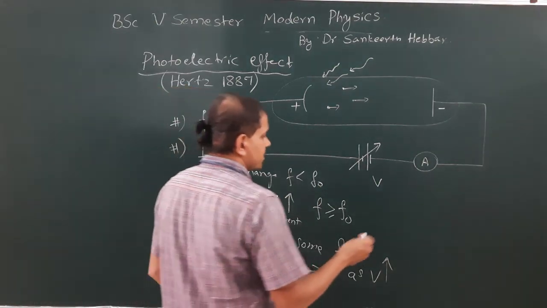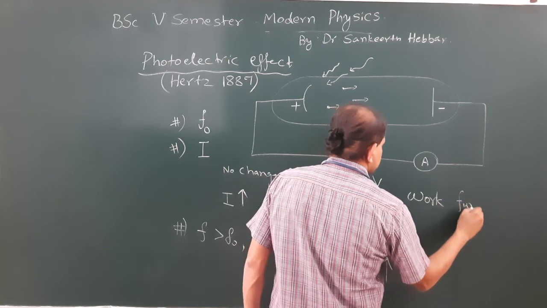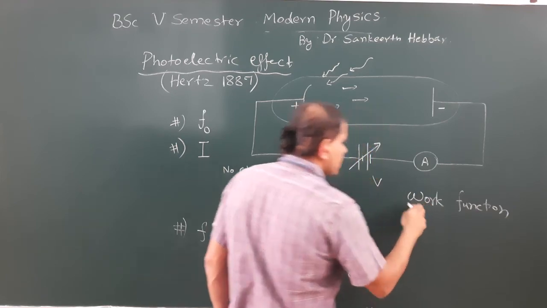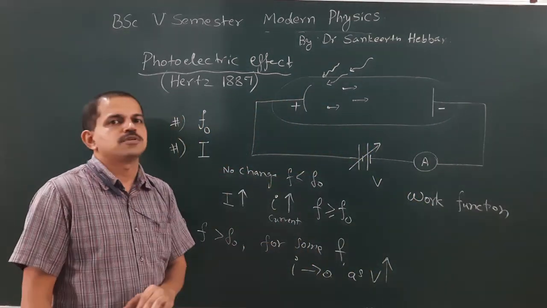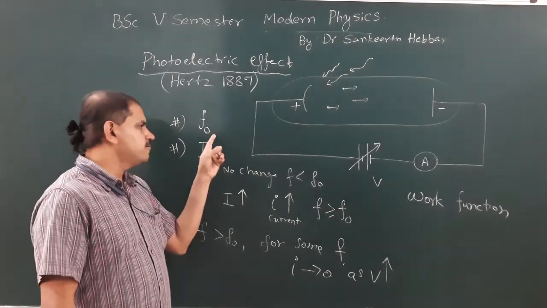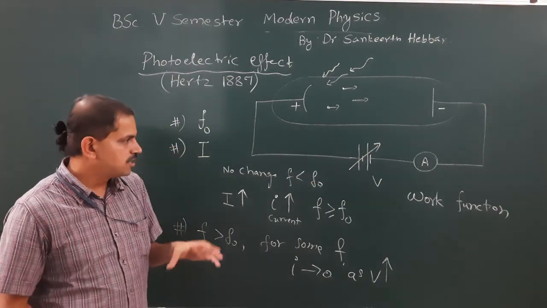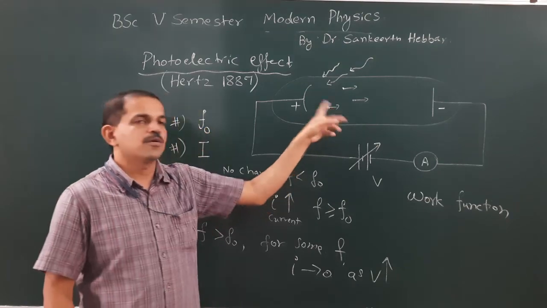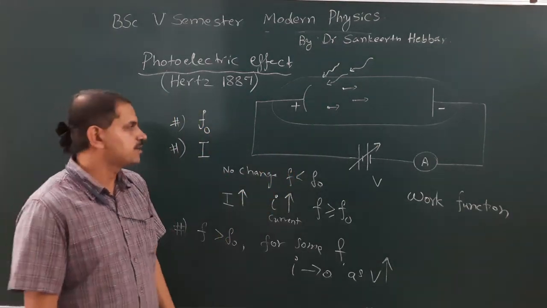So here I will write the word work function. It is the minimum energy required to do the work to bring the electron out from a solid metal. So until you give that much energy equivalent to the binding energy of the electron to the solid, you do not see any electron coming out of the metal. So no electron comes out of the metal.